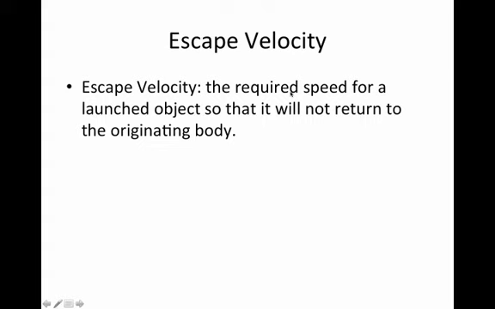It's the required speed an object needs in order to be launched so it will not return to the originating body. So if you wanted to throw a stone, you would need to throw it faster than the escape velocity from the Earth so that it doesn't return to Earth. It just keeps flying into outer space and goes on forever. If you had a stone and you were standing on the moon, you would have to throw it faster than the escape velocity for the moon in order to make certain that it never came back to the surface of the moon. It just kept going and went on forever.